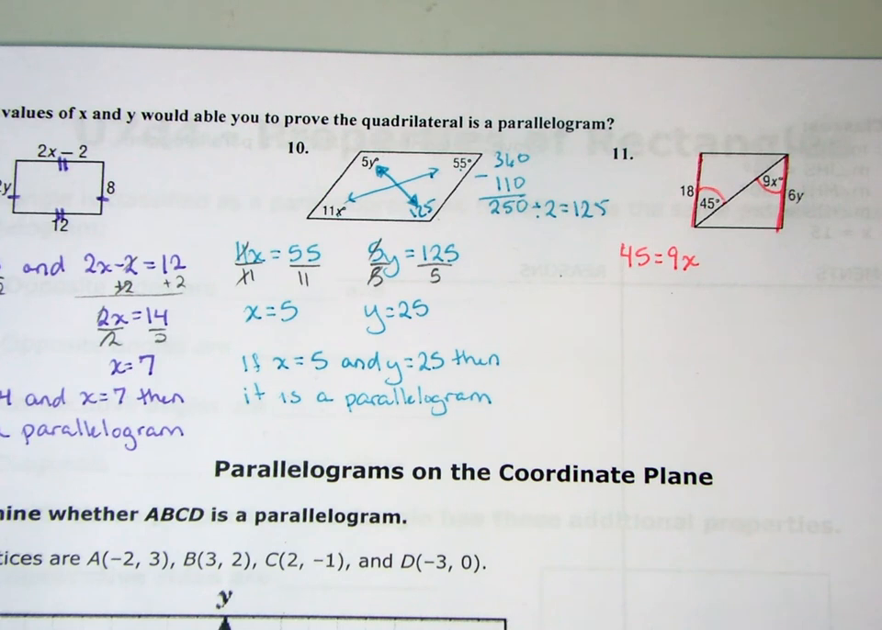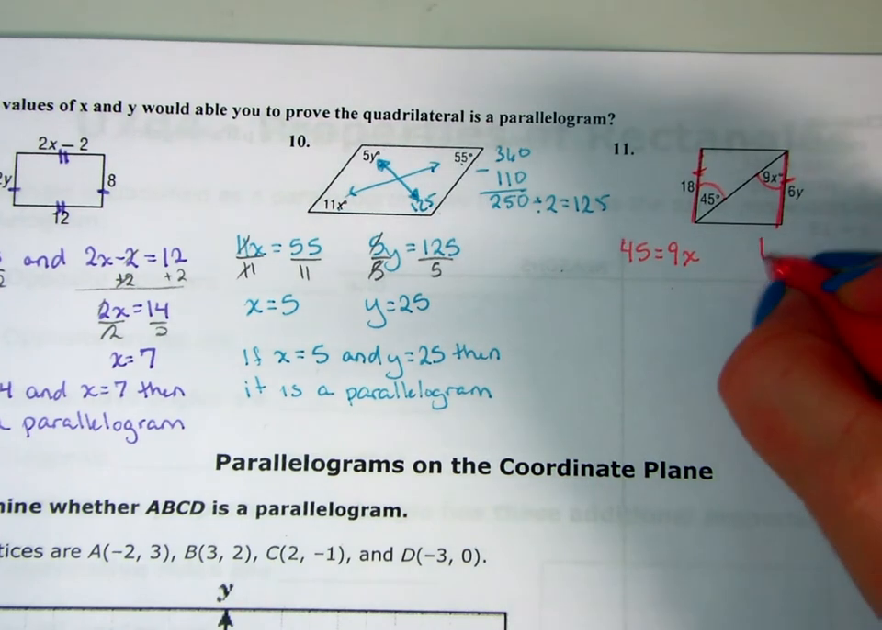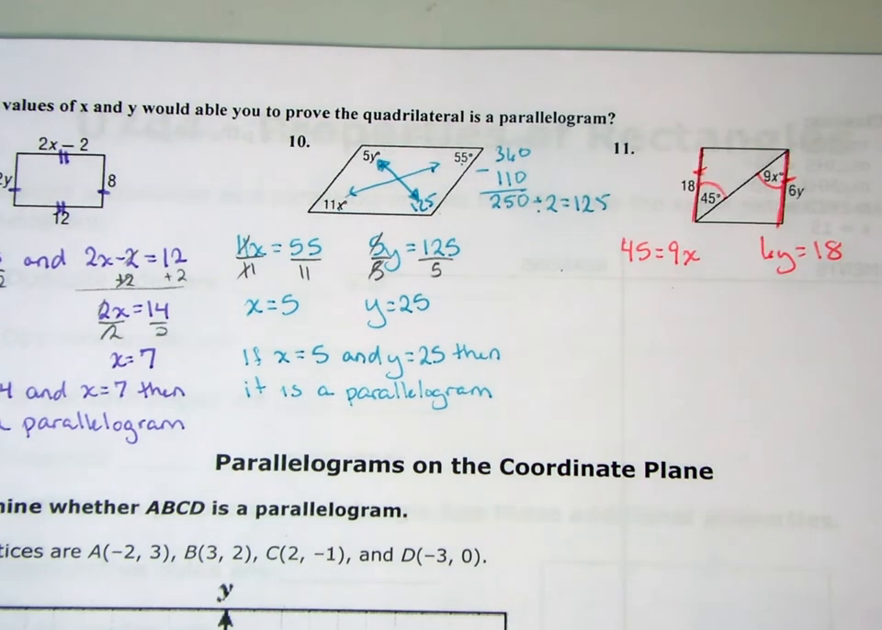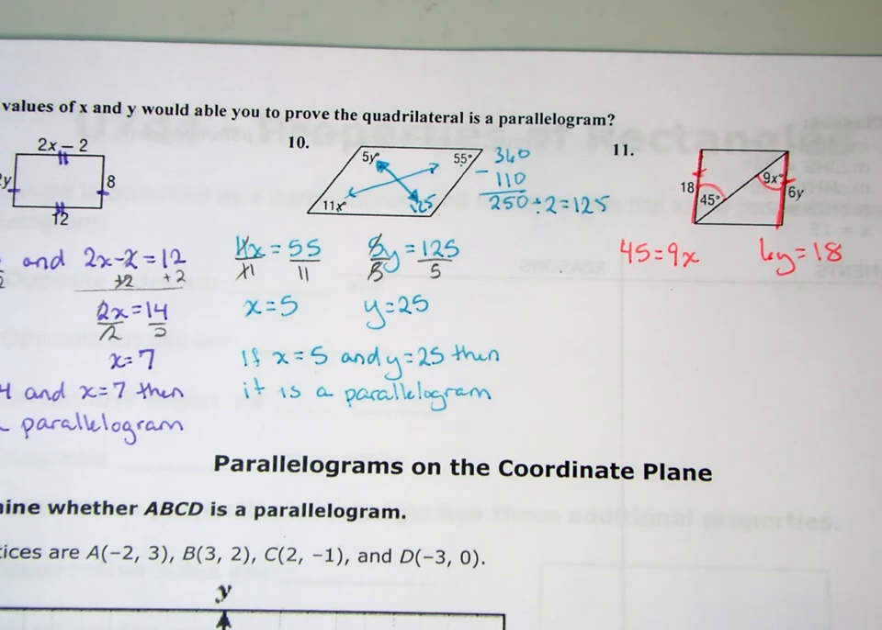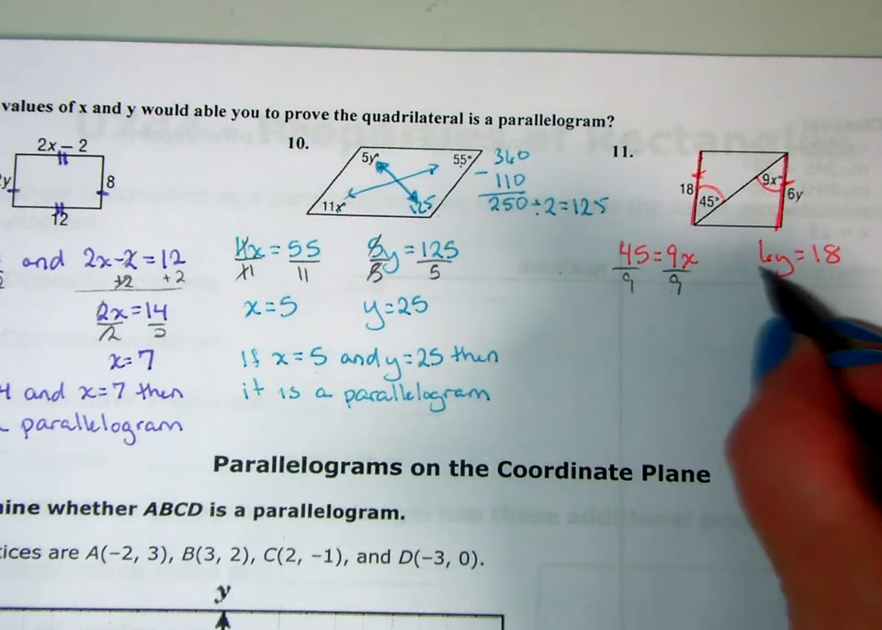What other theorem do you think? What other one has parallel in it? Which one? 5. Can I prove I have those right and the left are parallel? Would I be able to show that the right and left are congruent? Yeah, they both need to equal 18, right? If I can show that 6y equals 18, then by theorem 5, this would be a parallelogram. So when I solve the first one, that's easy, we just divide by 9. And when I solve the second one, that's easy, we just divide by 6. So it's all division, property of equality.